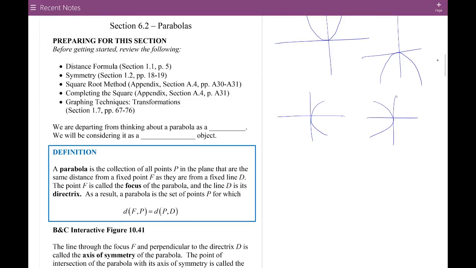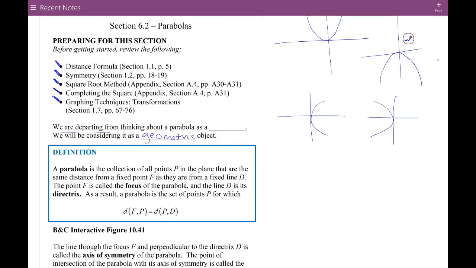Okay, so 6.2 has some skills that you really need before you start. So please make sure and review the distance formula. Make sure that's really fresh in your memory about symmetry and how you detect symmetry and different kinds of symmetry. Make sure you review the square root method and completing the square. Those are going to be super important in this chapter. And then also refresh your memory about graphing techniques, including transformations in particular. So we're going to be talking about a parabola as a geometric object.